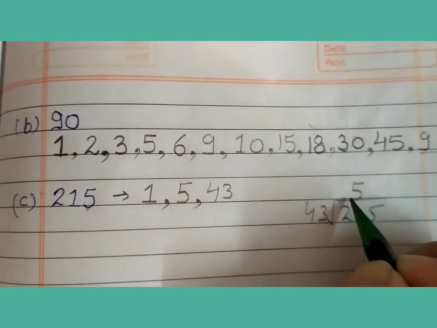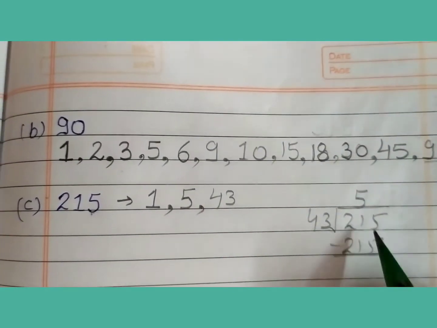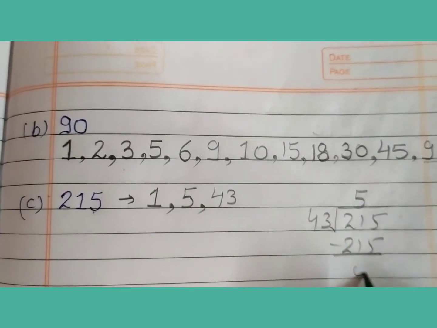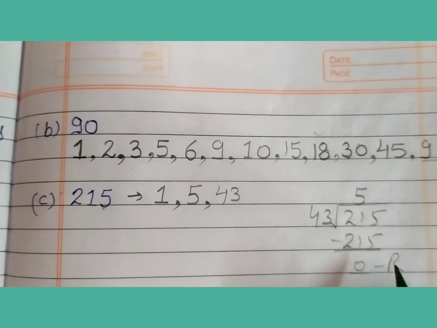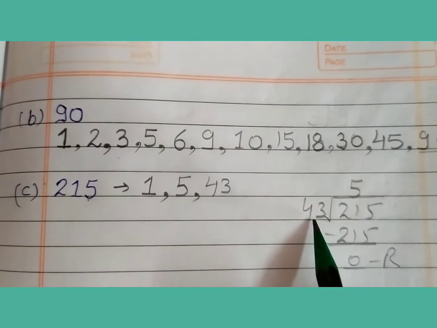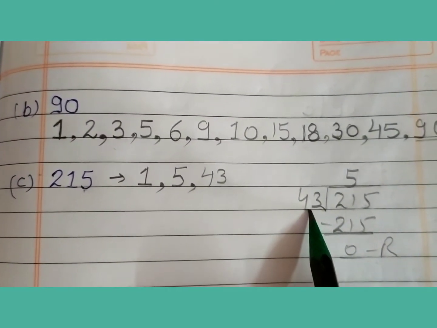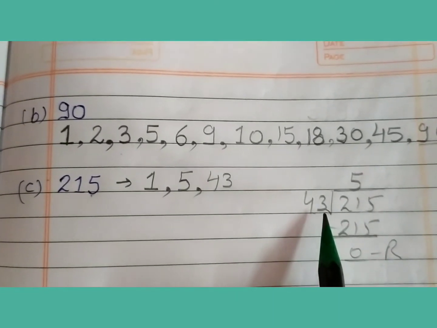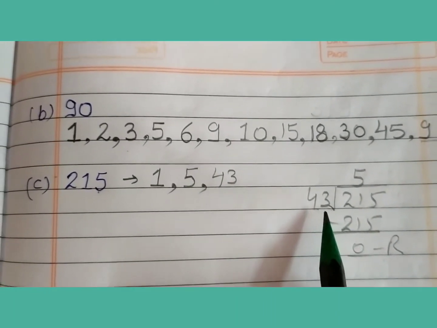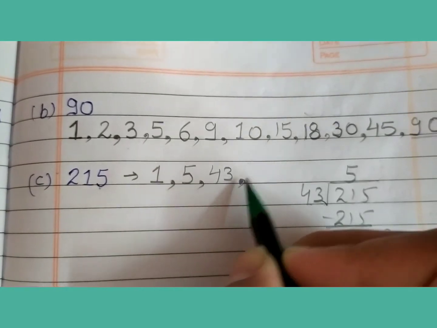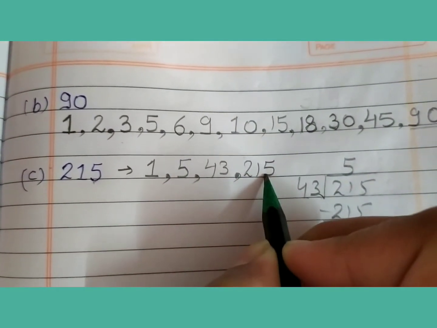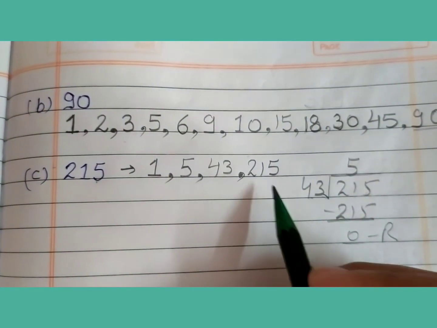43 5s are 215. 215 minus 215 equals 0. The remainder is 0. That is, 215 is exactly divisible by 43, so 43 is a factor of 215. Next number is 215. The greatest factor of a number is the number itself.